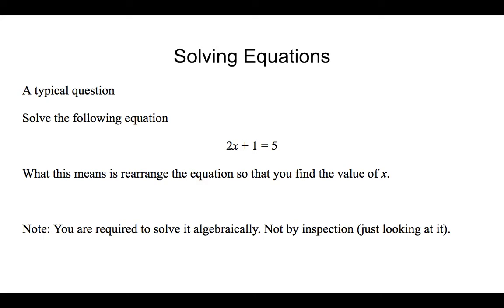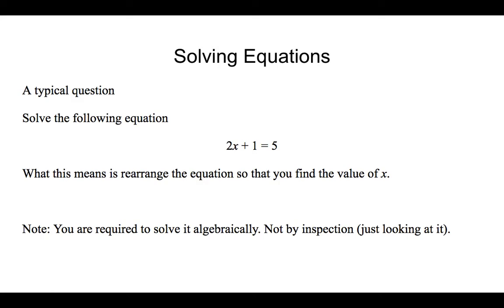So what this is saying is that the left-hand side is 2x plus 1, and the equals is saying that the right-hand side is 5. The left-hand side is always equal to the right-hand side. So 2x plus 1 is equal to 5, and 5 is also equal to 2x plus 1.